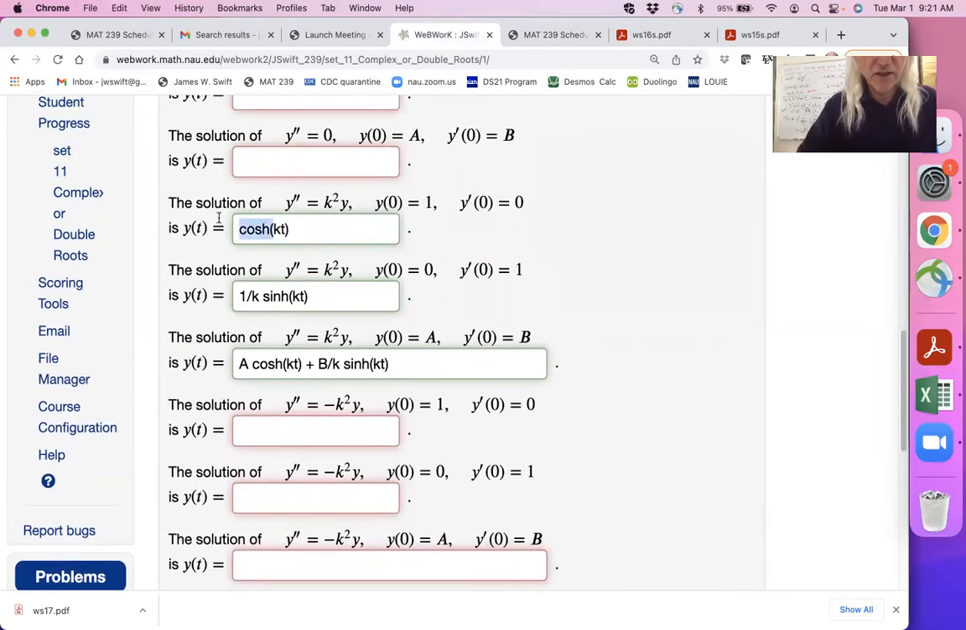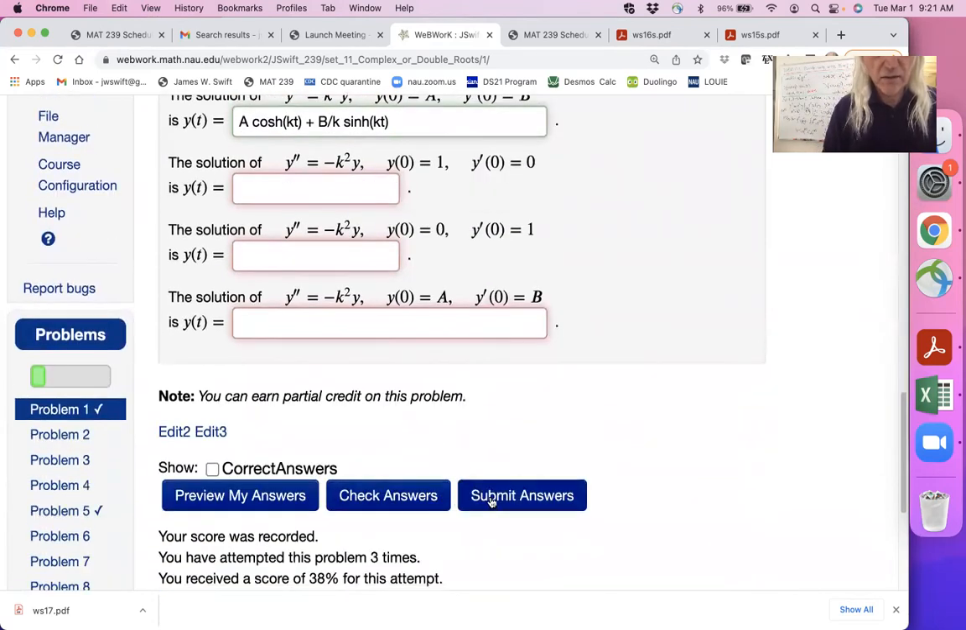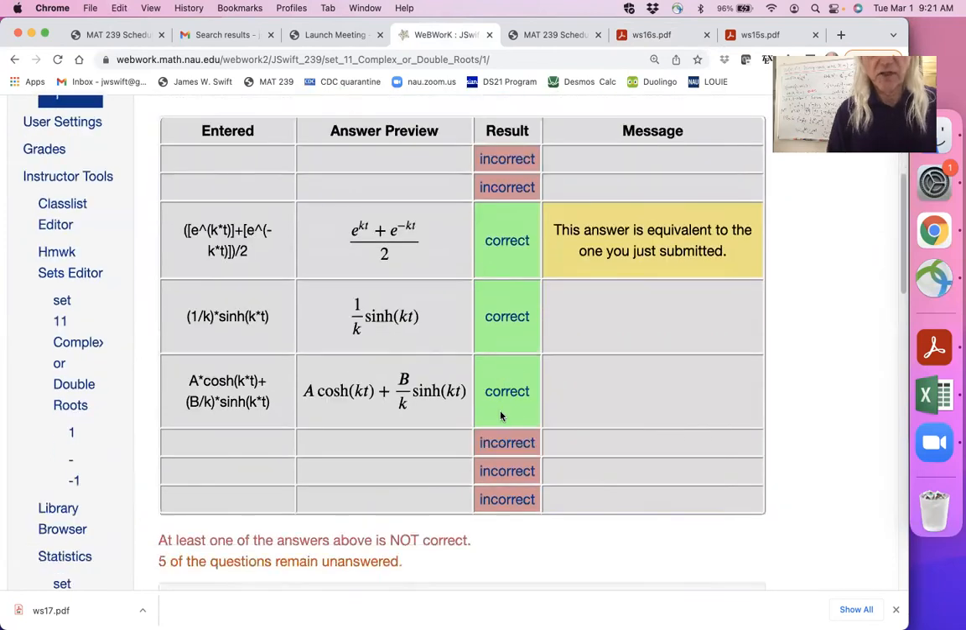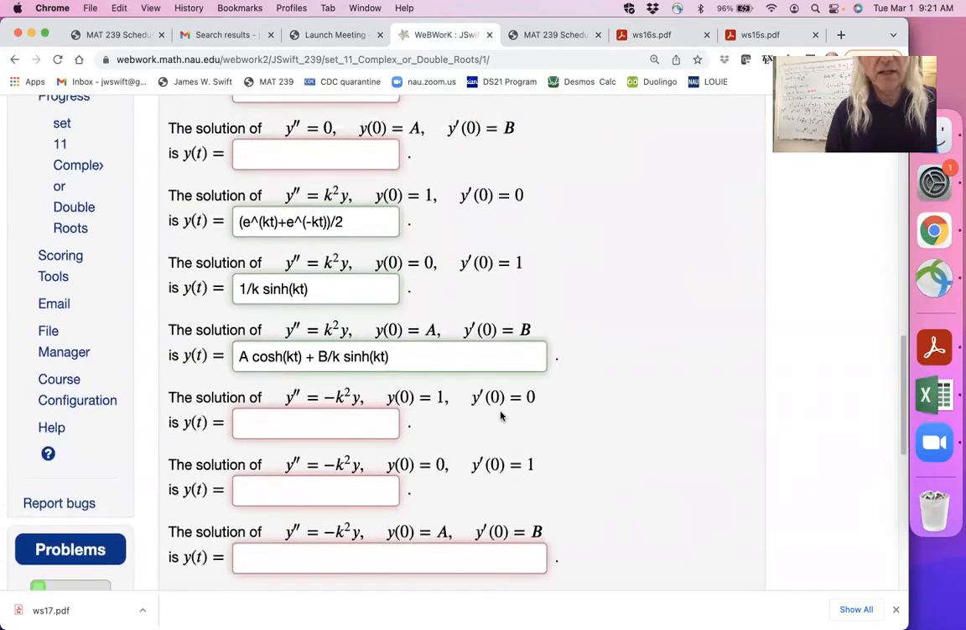I could have called this e to the kt plus e to the minus kt over 2, and I've got to put that first parenthesis in there. Let's see if that's right. They'll probably say that's equivalent. Okay, that's equivalent.